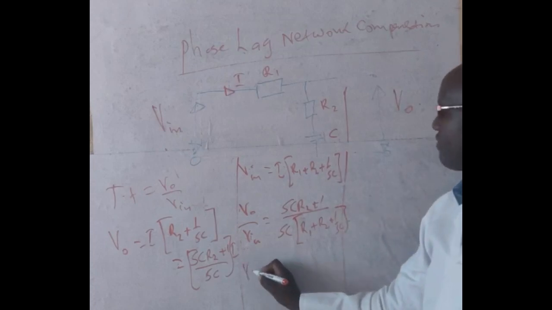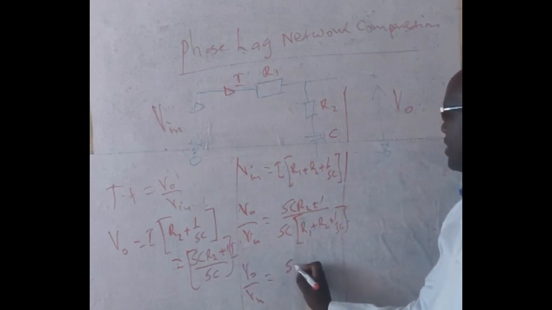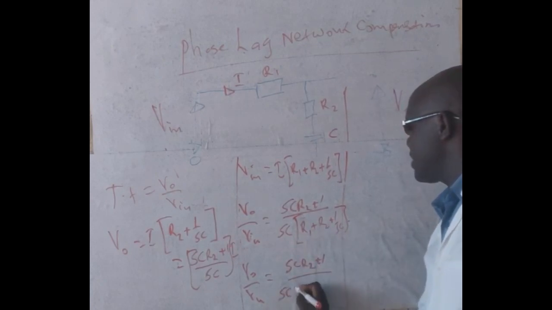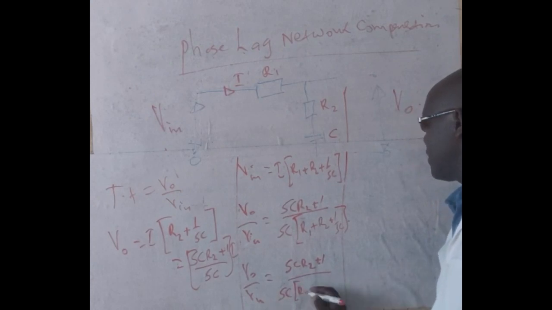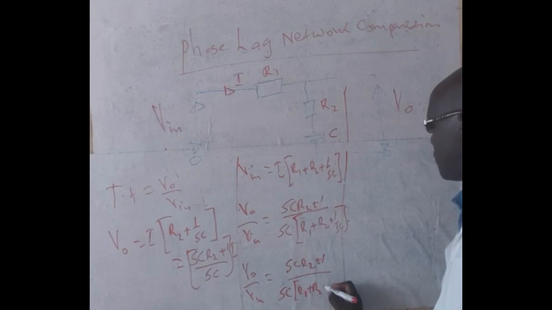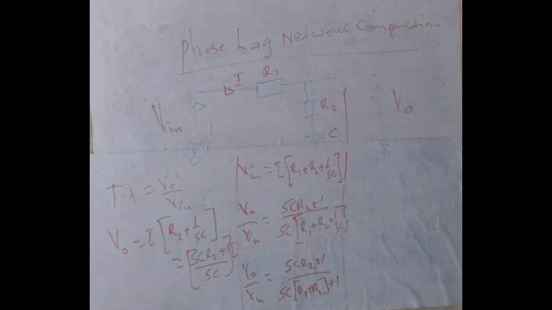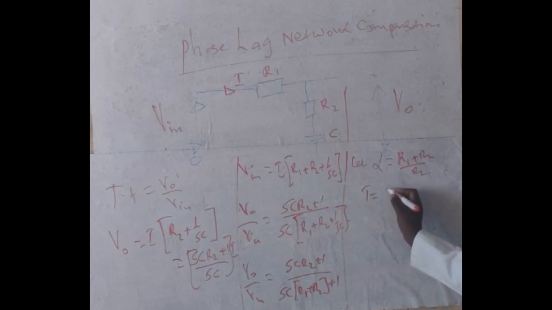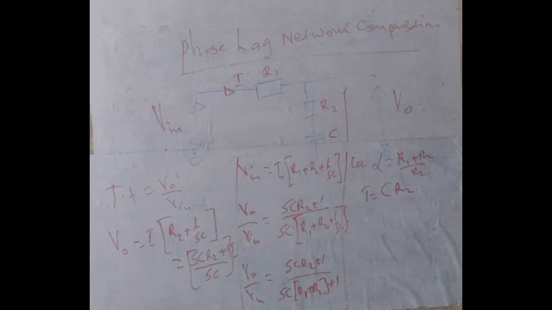We have the current going in that direction. So V out is equal to the voltage drop across the resistor and the capacitor. So it's going to be I into R2 plus 1 over SC. Further simplification, you can have SC R2 plus 1 all over SC, multiplied by I. And V in is going to be I into R1 plus R2 plus 1 over SC.